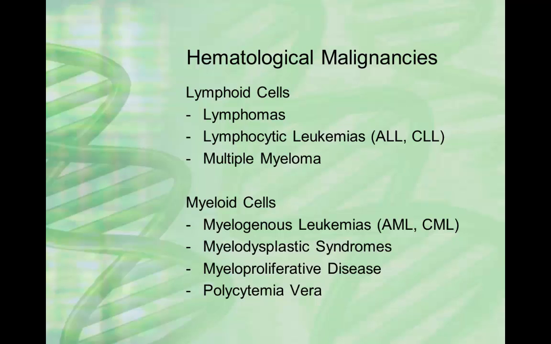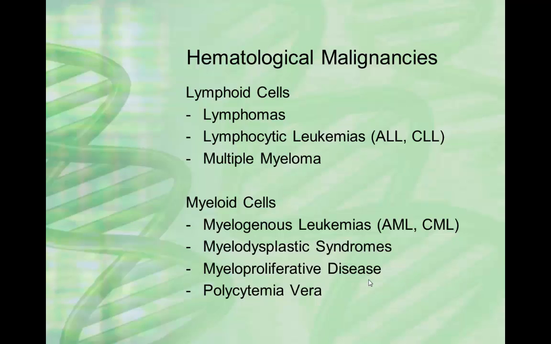The malignancies of the hematological system, again, could be lymphoid, which are going to be discussed here today: lymphomas, lymphocytic leukemias, and multiple myelomas. Of the myeloid cell, you would have acute myelocytic leukemia, chronic myelocytic leukemia, myelodysplastic syndrome, myeloproliferative disease, and polycythemia vera. Acute leukemia occurs when the hematopoietic cell undergoes malignant transformation into a primitive, undifferentiated cell.